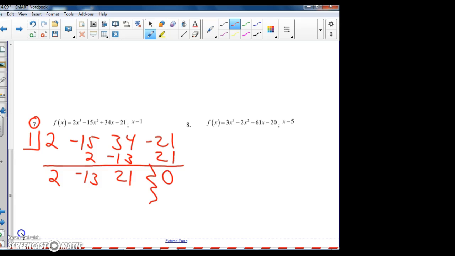Solve your remainder. Okay, now here's this, right? So what does that mean? That means 2x squared minus 13x plus 21, right? So there's that. Now I'm going to factor that. So what's 2 times 21? 42, right? So 2 times 21 is 42. Okay, what two numbers multiply to give you 42 and add to give you -13?